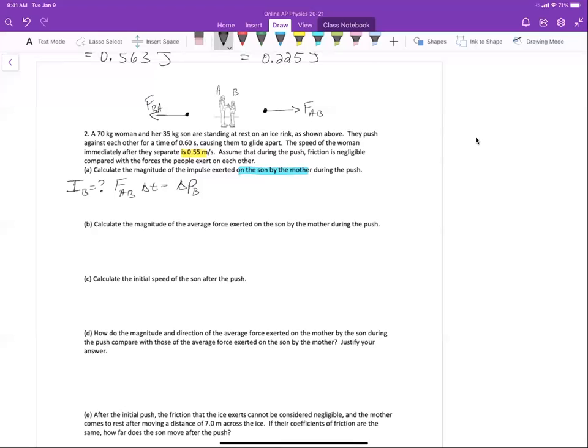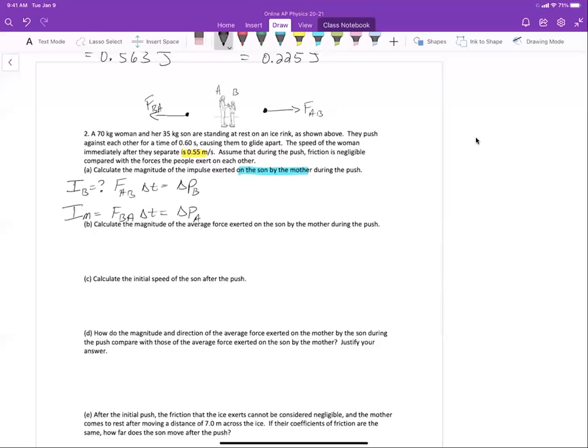So I don't know the force. I know the time. And I don't know the change in momentum of the boy. But what I do know is what happened to the mother. Impulse on the mom, which is equal to the force that was acted on the mom by the son, which we called object A, times change in time, which will equal its change in momentum. Oops, wrong subscript.